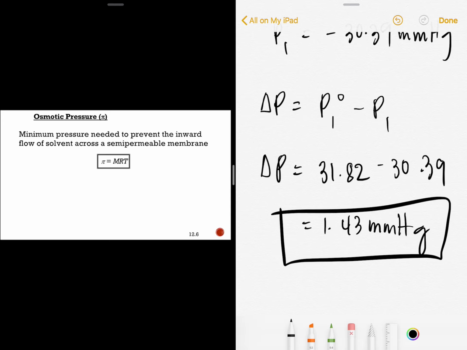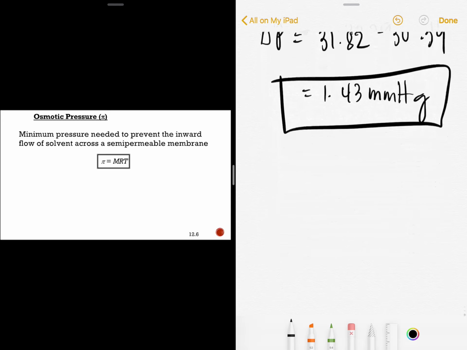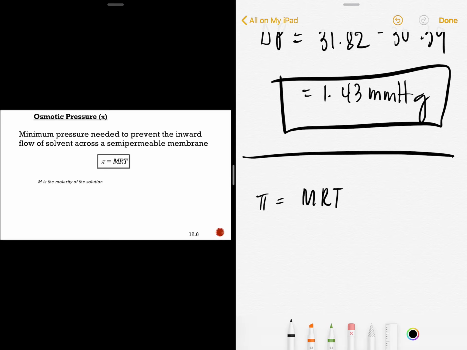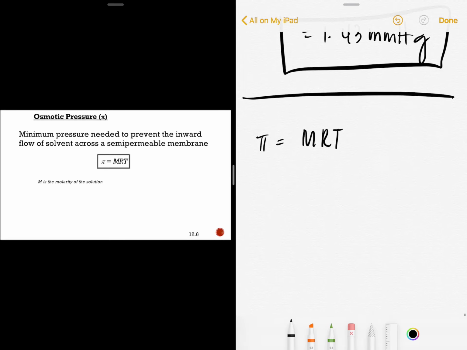So what is the formula? The formula is this. This is pi, right? Pi is equal to MRT. Pi is equal to MRT, wherein M is your molarity. What is again the formula for molarity? It is moles of solute over the liters of solution. And your R is the gas constant.